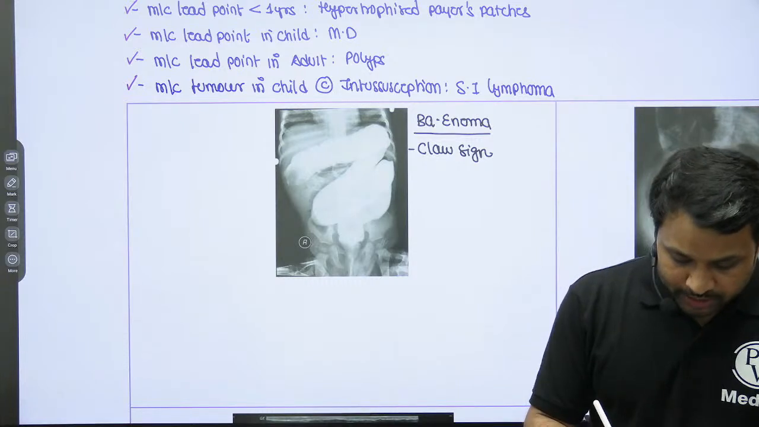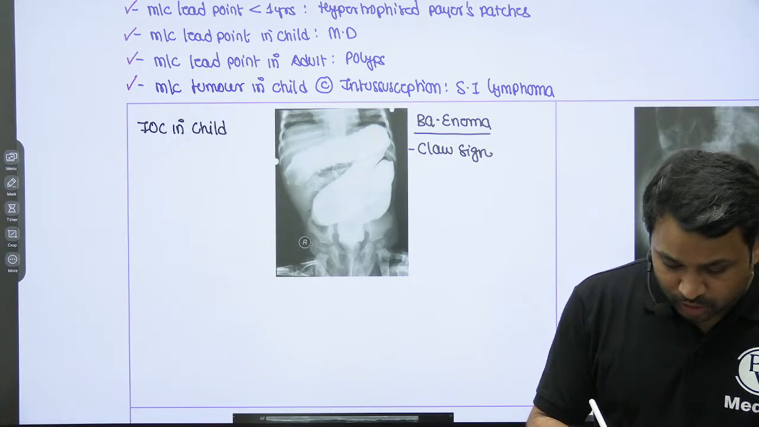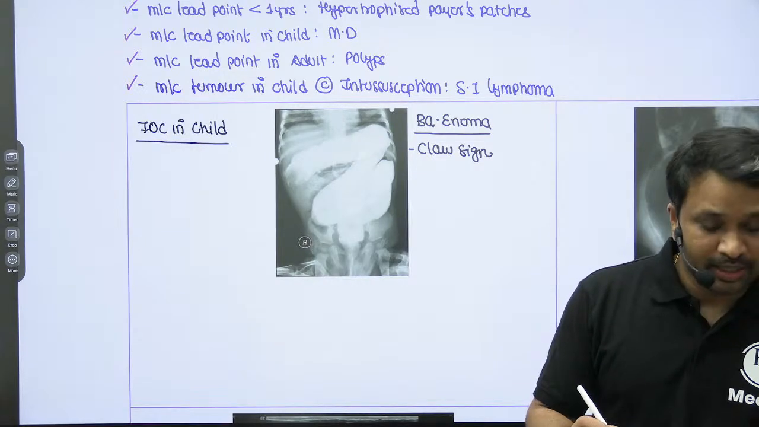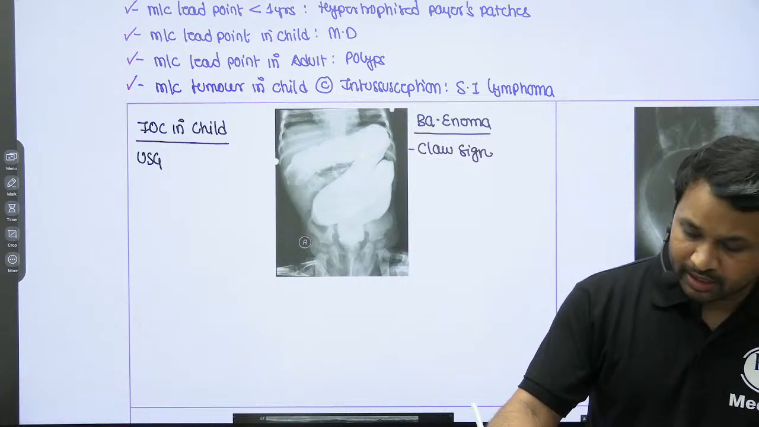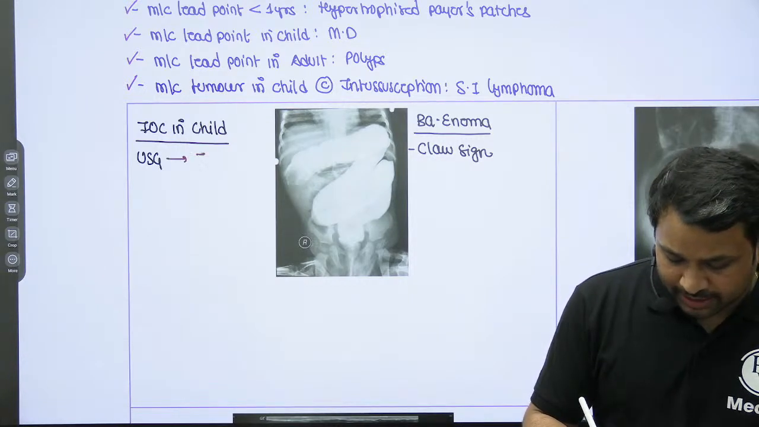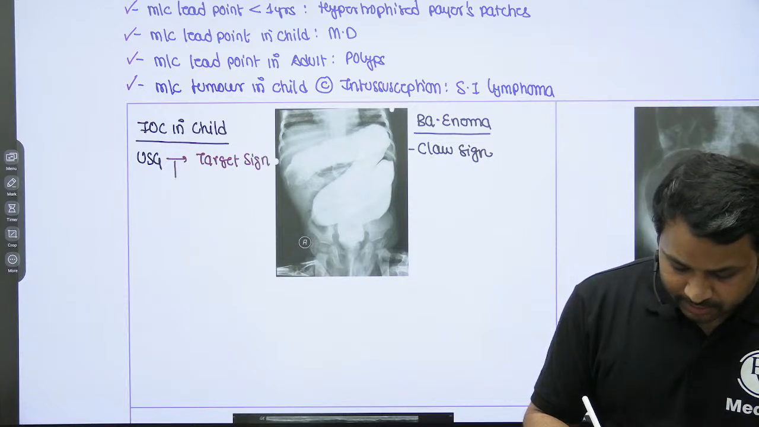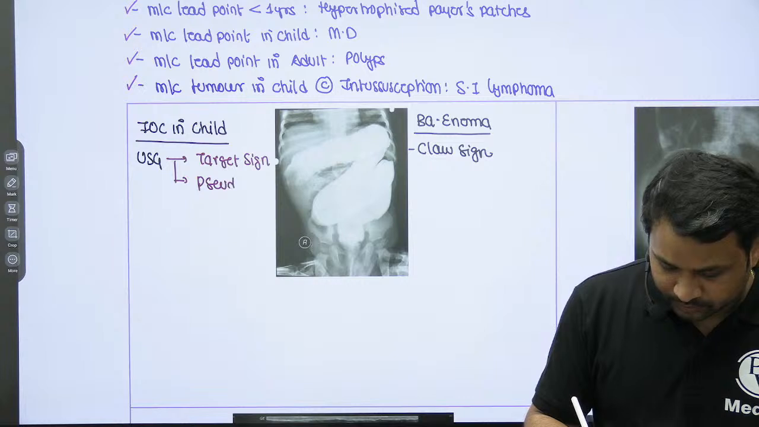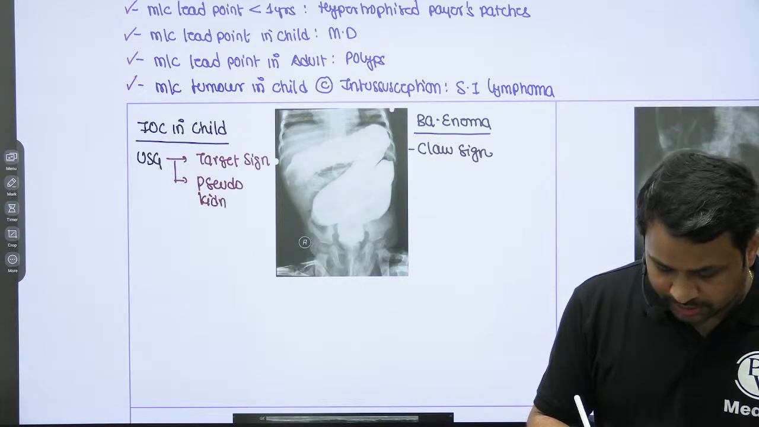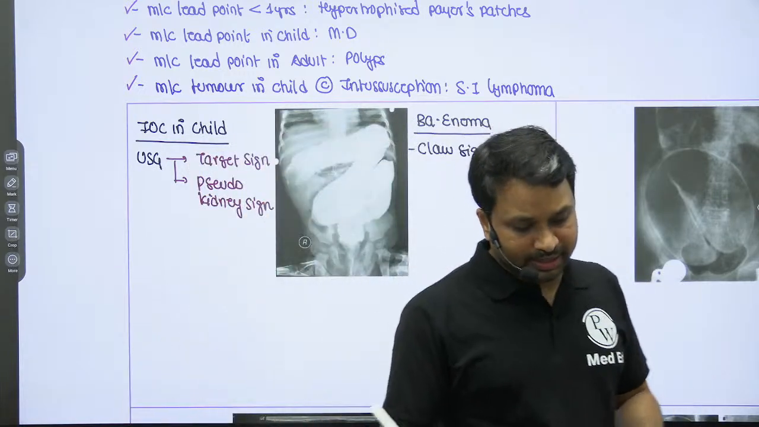But if I ask you, what is the investigation of choice of intussusception in children, please do not mark this wrong. In children, it is going to be ultrasound, and in the ultrasound, the findings that we are going to get: number one, you will see the target sign, and number two, you will get the pseudo kidney sign. So this is the investigation of choice in children, right?